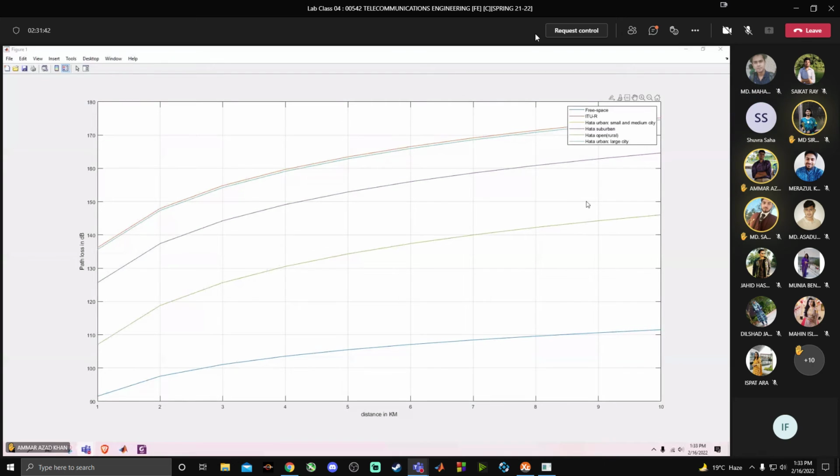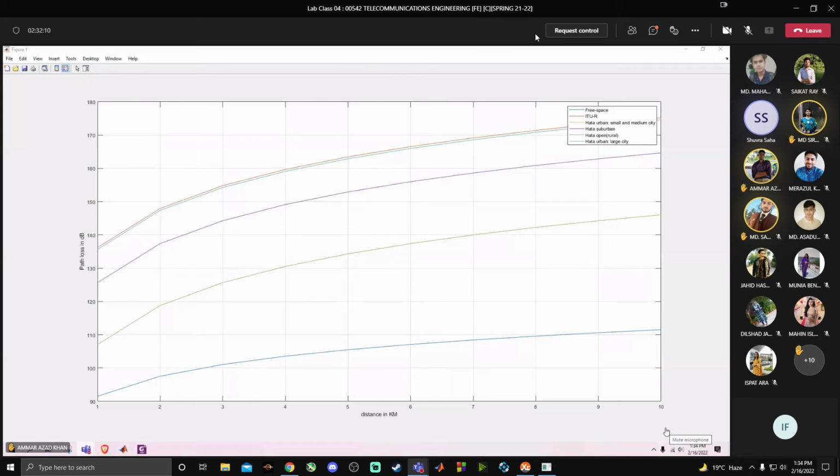Azad, can you look at the color? Sir, which is the ITU-R, the topmost one? ITU-R. So you can understand that the ITU-R model actually considers the worst case scenario among all these things. So if you use that propagation model, your margin of path loss should be kept high. That means you need more transmission power for designing the link, because it predicts the maximum path loss, isn't it?